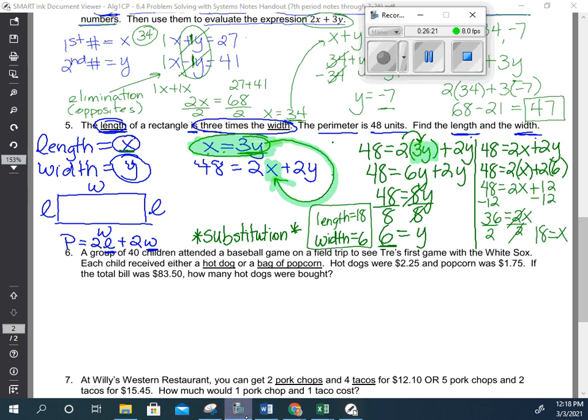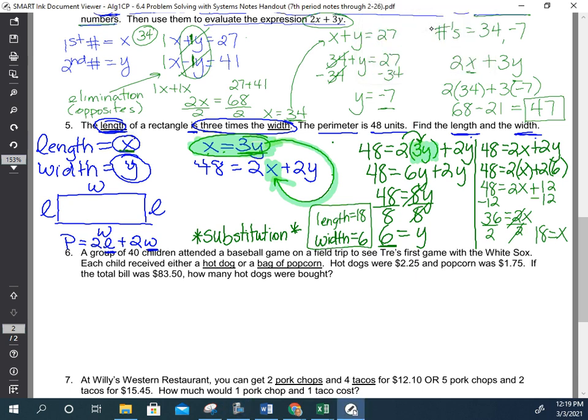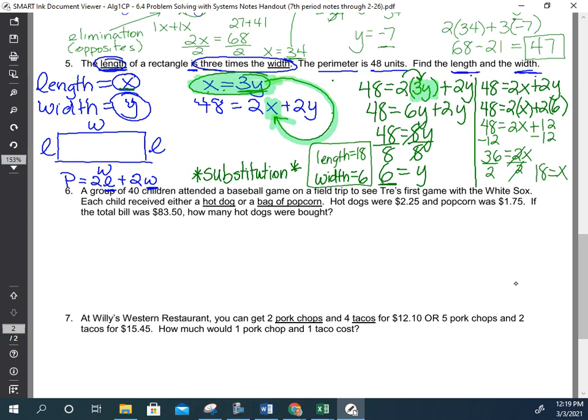All right, so y'all start reading example 6. A group of 40 children attended a baseball game on a field trip to see Trey's first game with the White Sox. Each child received either a hot dog or a bag of popcorn. Hot dogs were $2.25 and popcorn was $1.75. If the total bill was $83.50, how many hot dogs were bought?